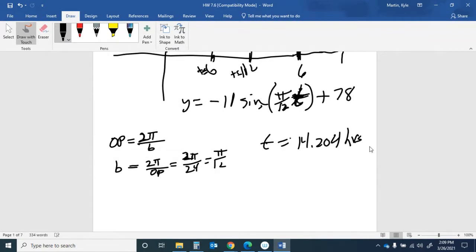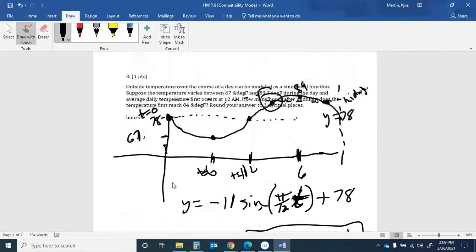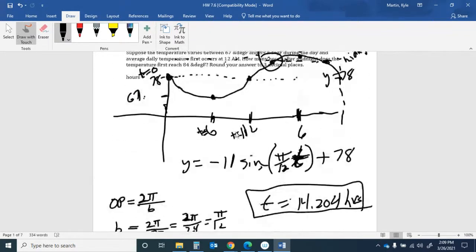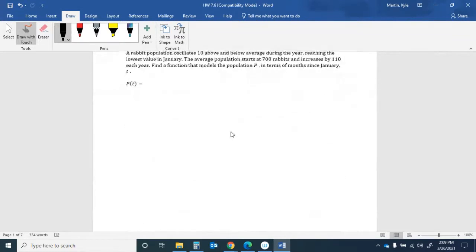So it took 14.24 hours to heat up to 84 degrees. There you go.